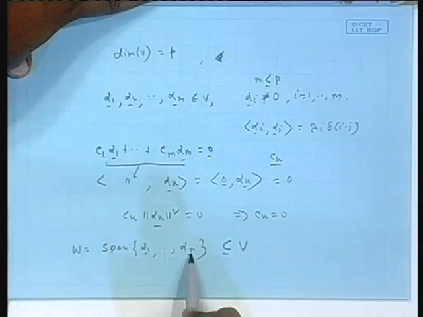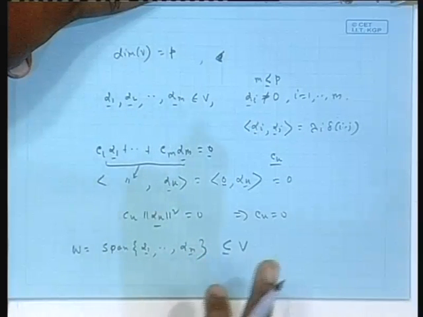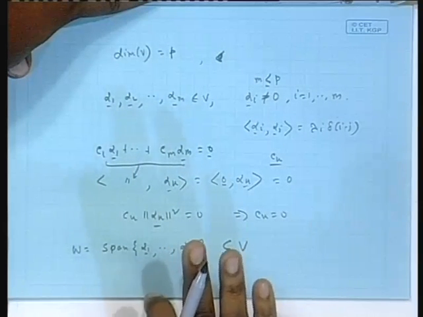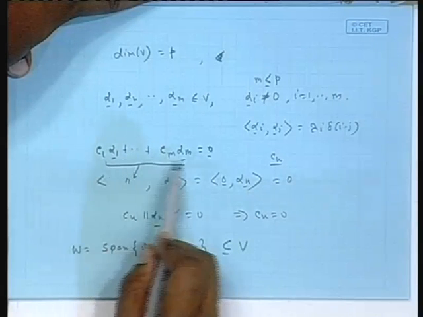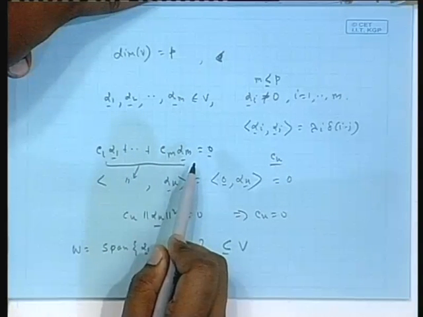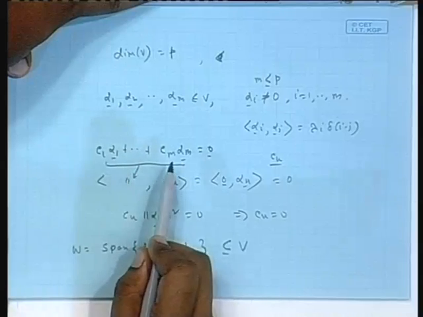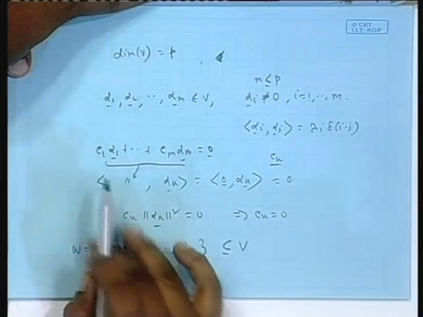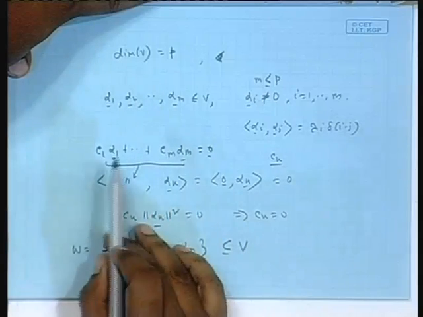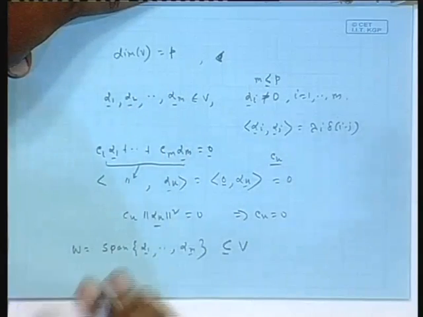The question is, if m equal to p, m cannot be greater than p, because then that will violate the fact that a vector space that has dimension p contains a set of linearly independent vectors with total number larger than p. That is not possible. See, we are trying to gain some insight. We have got alpha 1 to alpha m, can m be greater than p?